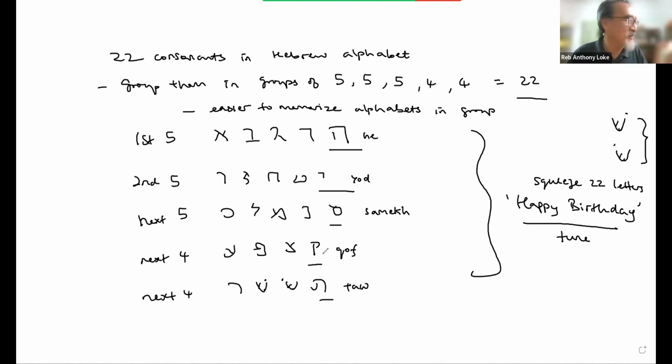Now let's look at the groups of 5-5-5-4-4 and learn how to write them. We will stop just before 9, at the halfway break. So the first group, the first 5.